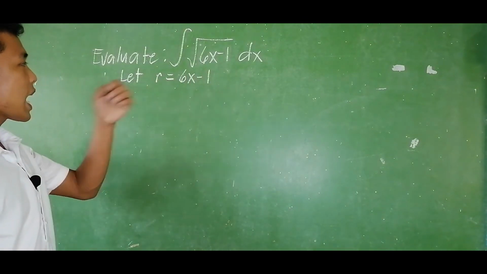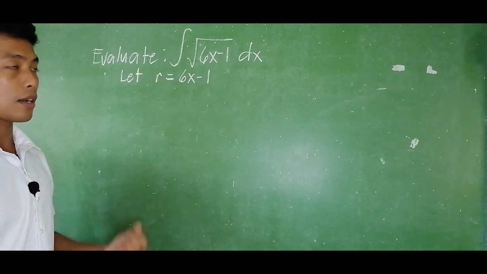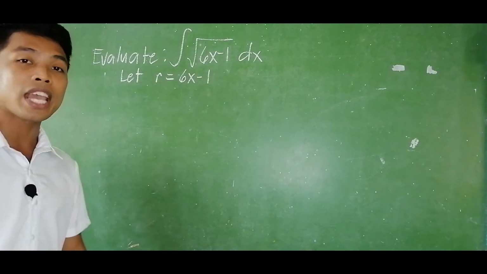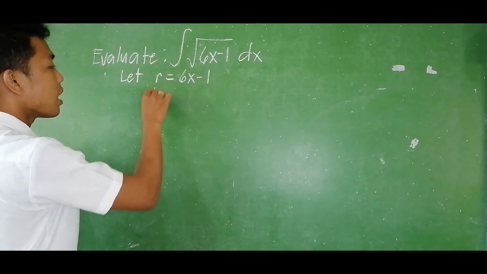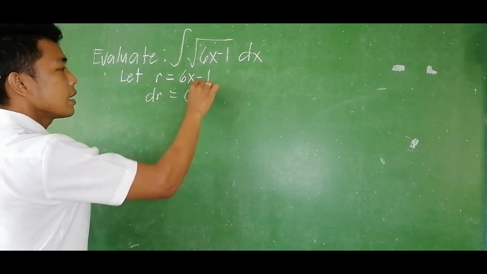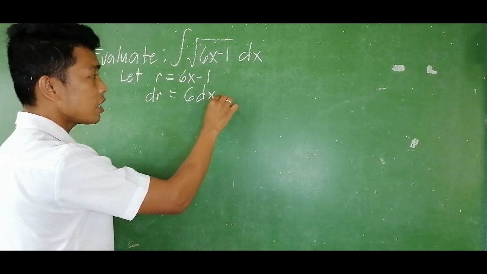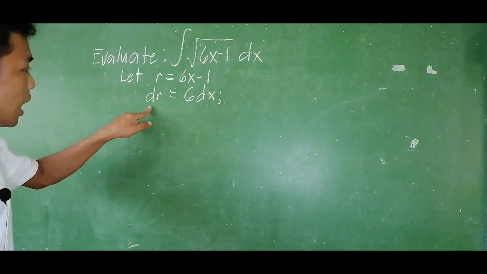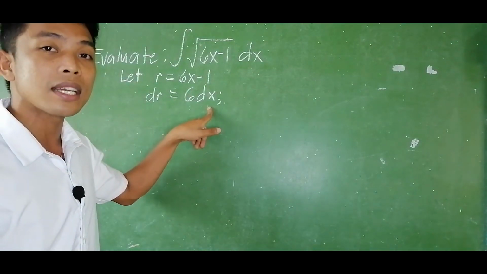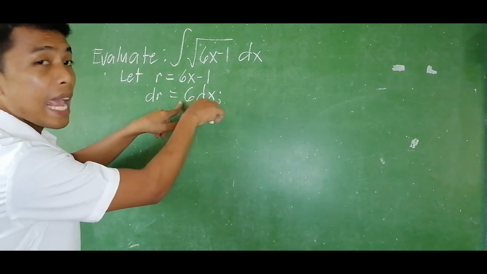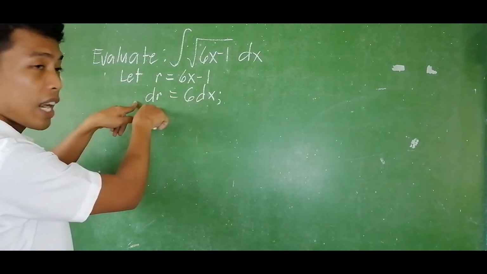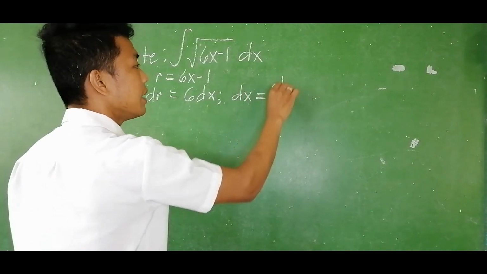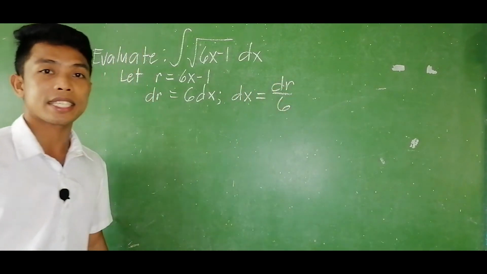Now, because we have written r in terms of x, we also need to get the derivative of r. So, dr will be equal to 6 dx. And then let's proceed by getting dx in terms of dr. Because we have dr equal to 6 times dx, we need to divide dx by 6 and dr by 6. So we will get dx is equal to dr over 6.